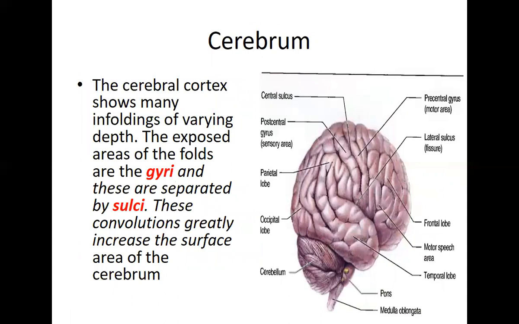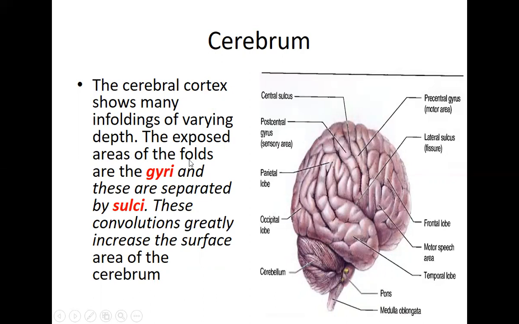Now coming to the cerebrum in more detail. If you see the cerebral cortex, this is how it looks. Outside, if you see the cerebrum, the cerebral cortex shows many infoldings of varying depth. If you see here, there are elevations as well as foldings. So the cerebral cortex shows many infoldings of varying depth.